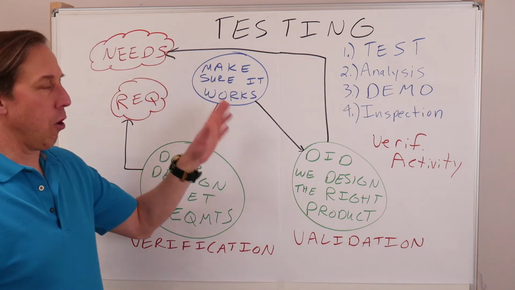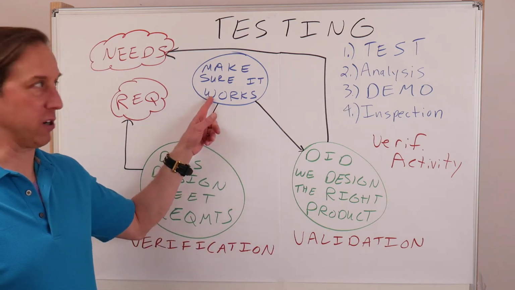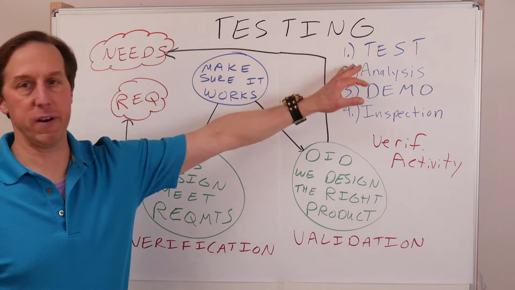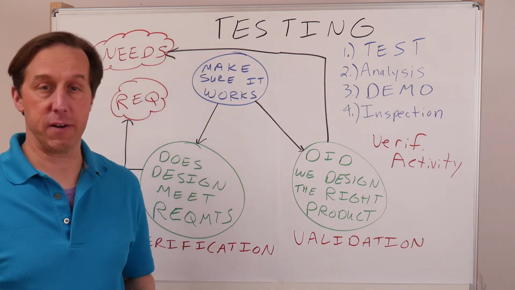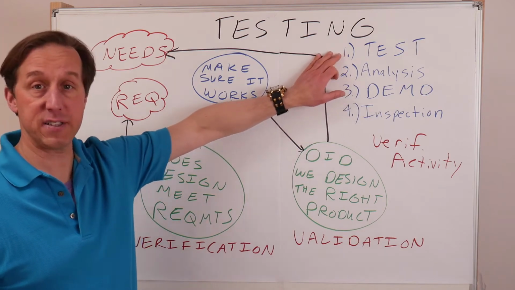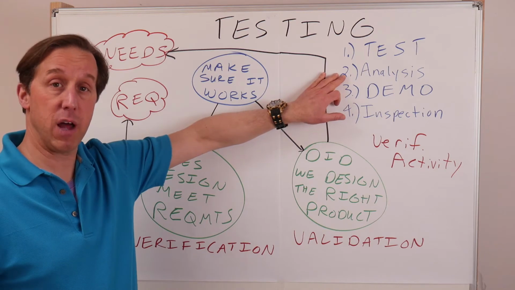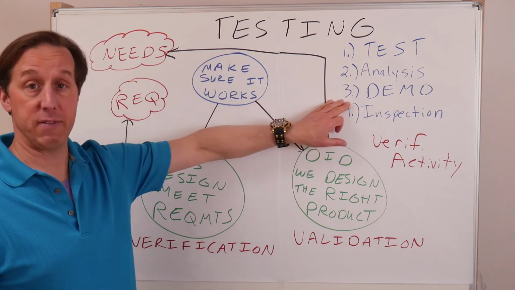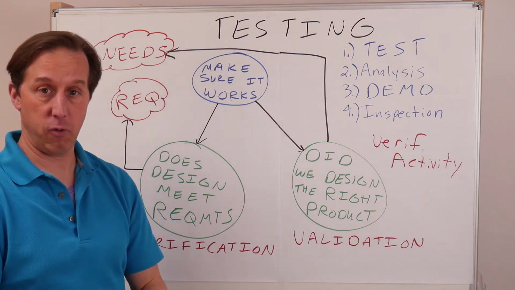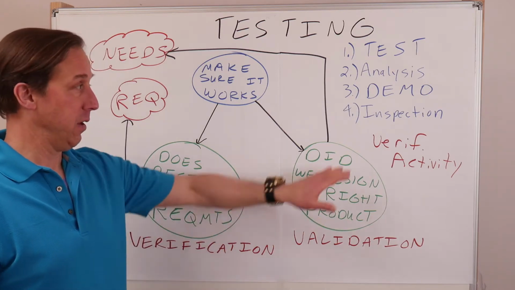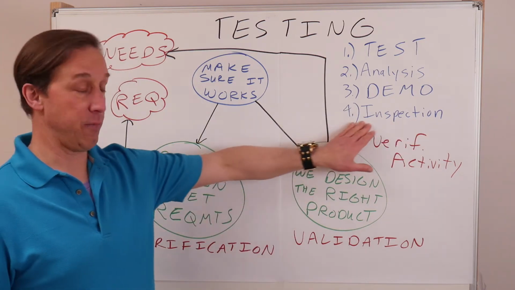Now, the whole point is for an engineering endeavor, we need to build a product and we need to make sure it works. That is the whole point of testing. Now, testing, first off, can mean a lot of different things. It can mean doing an actual test in a lab or out in the field. We can do some analysis, maybe run some modeling or simulation. We can have a demonstration where we just have the product on a table and we do some demonstrations for it. That's absolutely valid. And then sometimes we verify a product through inspection.